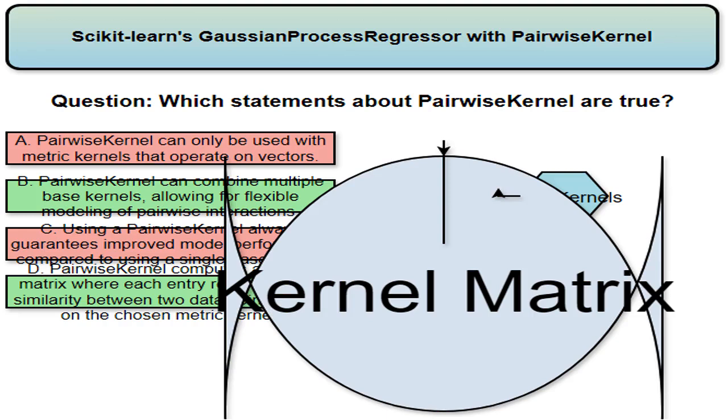The result of all the pairwise comparisons is called the kernel matrix. It's a table where each cell, row, column, shows the similarity between the corresponding pair of data points based on the base kernel. For example, a high value indicates the data points are very similar, and a low value shows they're dissimilar. This matrix then informs the Gaussian process about the structure of my data.